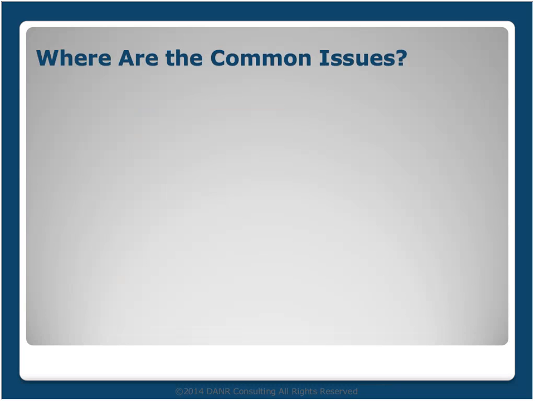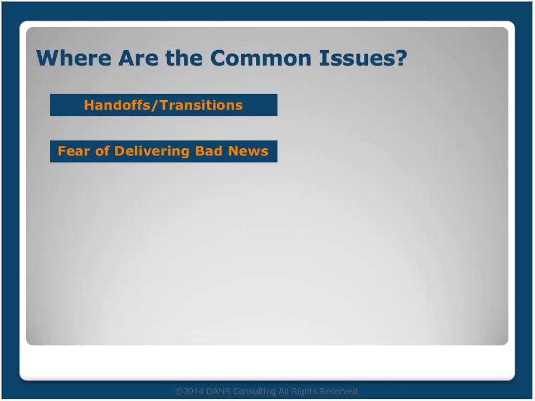So where are the common issues in teams? Where do teams typically fail or run into issues? Well, most frequently, it's in the handoffs and transitions, when they hand off or exchange information with one another, or when they transition responsibilities for work. For example, you may have one person who's configuring points and another who's configuring logic, and they're having to work together on transitioning the responsibilities from the point configuration to the logic configuration, something like that. A second problem area is when team members fear delivering bad news.